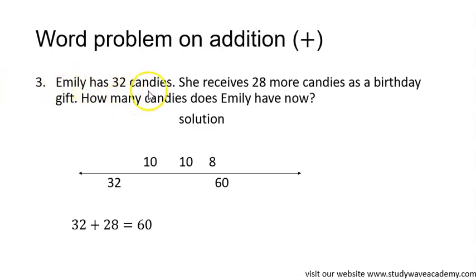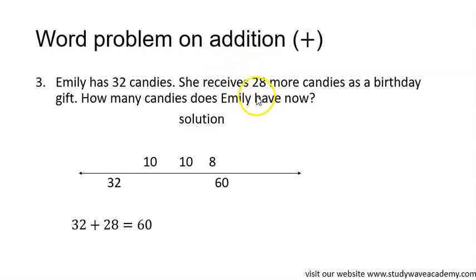Emily has 32 candies. She receives 28 more candies as a birthday gift. How many candies does Emily have now? She has 32 candies and she receives 28 more candies as a birthday gift. So how many does she have now? So 32 plus 28. Okay? So you first of all draw your number line, then you write out 32, which is the first and the bigger number. Now you move over to 28.